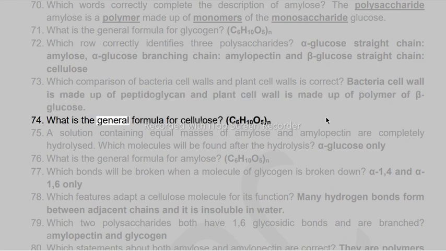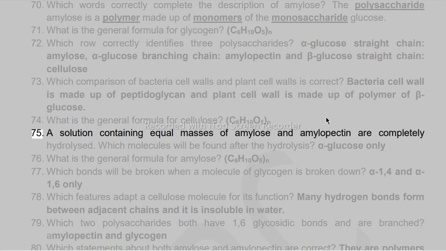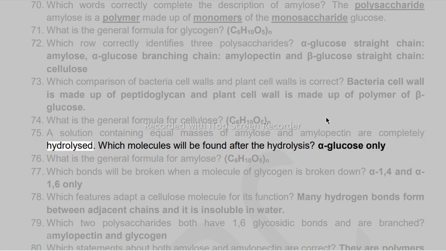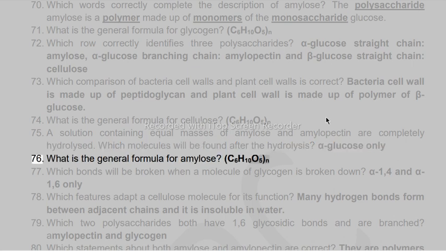74. What is the general formula for cellulose? (C6H10O5)n. 75. A solution containing equal masses of amylose and amylopectin are completely hydrolyzed. Which molecules will be found after the hydrolysis? Alpha-glucose only. 76. What is the general formula for amylose?